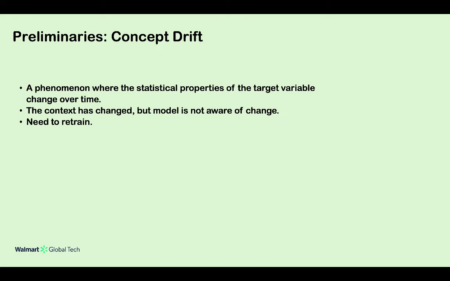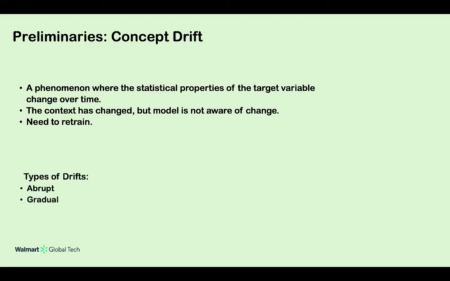Now, how does it affect our model? The context has changed, but the model is not aware of the change. When we train a model, we train it on static training data, and it has no idea whether the relationship between the input and target variables is changing or not. It is completely unaware of it, and as a result, the prediction accuracy may decrease significantly in the presence of a drift. So what has to be done? We need to retrain the model.